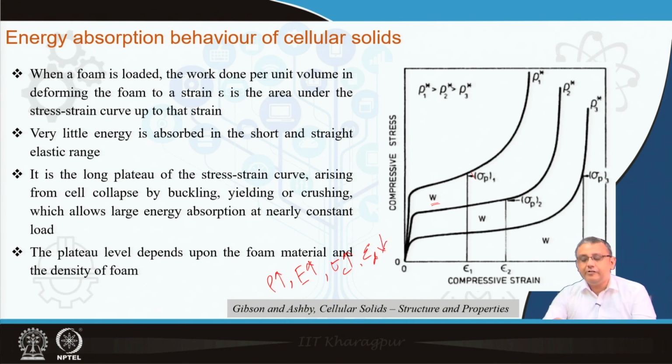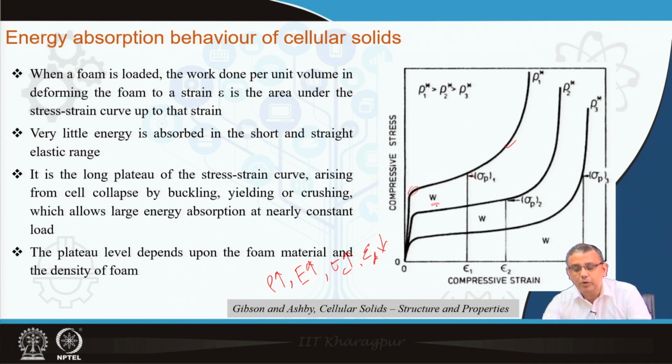So, we can draw 3 schematic curves over here. That means, rho 1 has the highest density, so correspondingly this curve over here has the highest Young's modulus, it has the highest plateau stress, and in this case the densification also starts at the lowest value, right. In case of rho 3, which is the lowest density, again the modulus will be the lowest, the densification strain will be the highest, and the plateau stress will also be the lowest among the 3 curves.